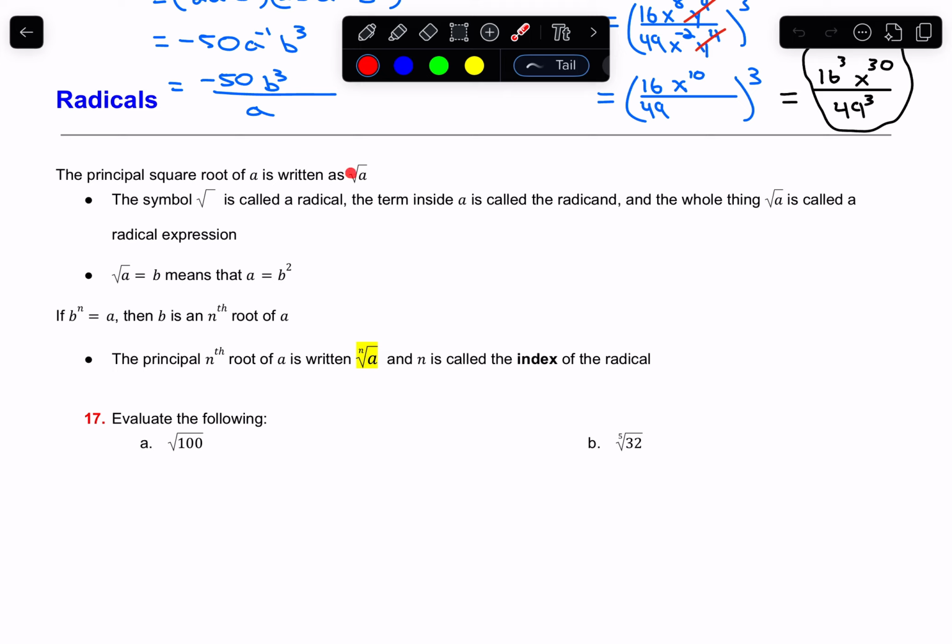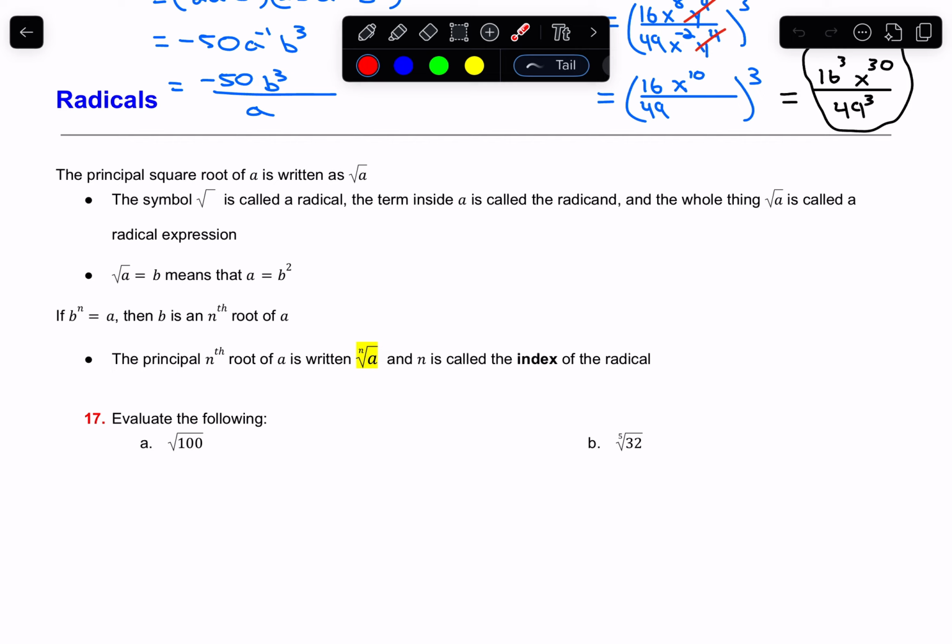Okay, so this is called the square root of a, sometimes called radical a, but really the radical is just the symbol on the outside. So this is the square root of a. So that symbol there is called the radical. The term inside, which in this case is the letter a, we call that the radicand. And the whole thing right there is called a radical expression, or in this case, square root of a.